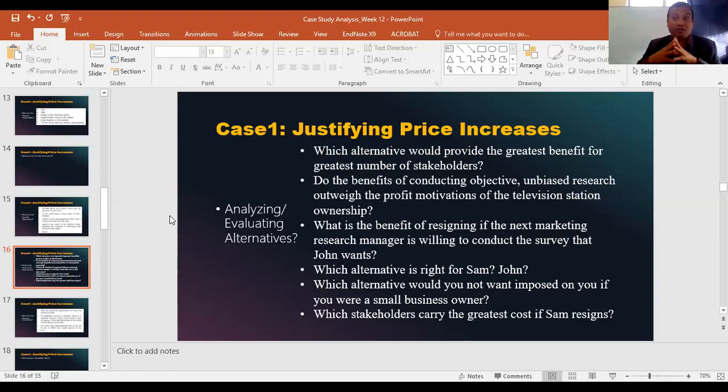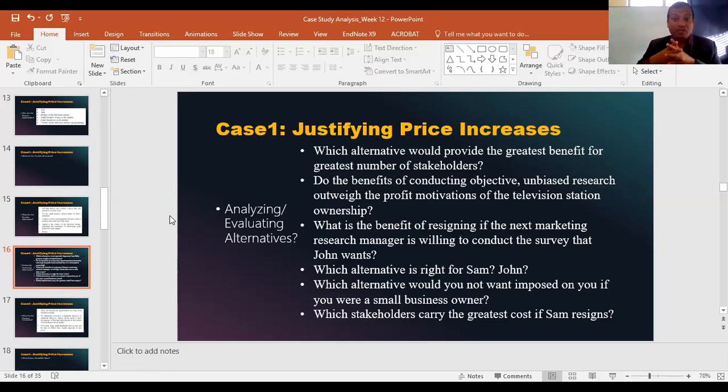We talked about the stakeholders. So keeping that in mind, which alternative out of these 5 do you think will provide the greatest benefits to the greatest number of stakeholders? Do the benefits of conducting objective, unbiased research outweigh the profit motivation of the television ownership? This question is very important. You have to balance it.